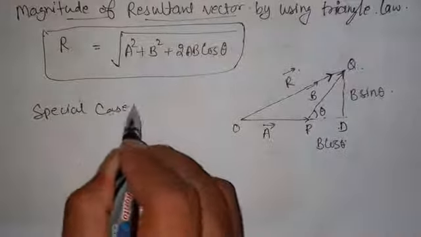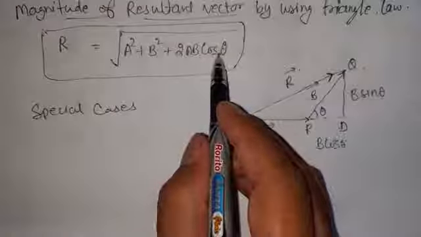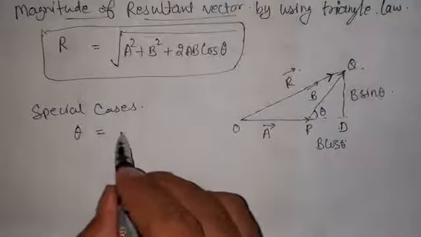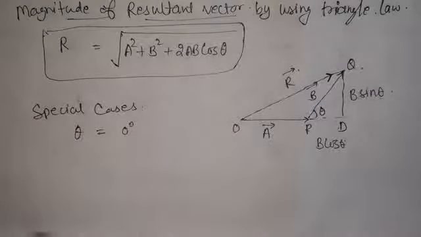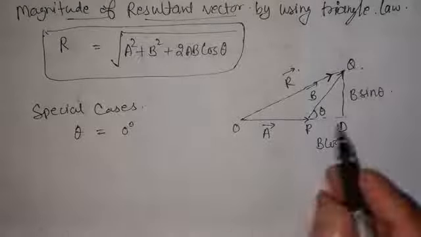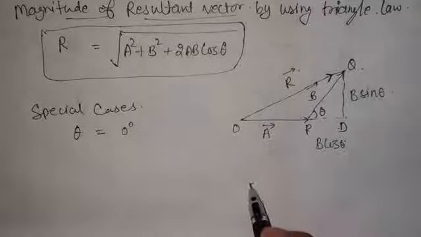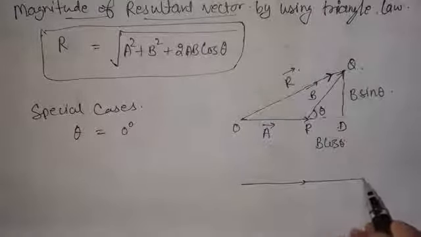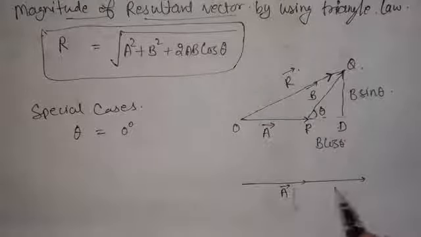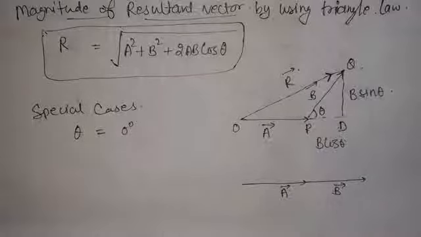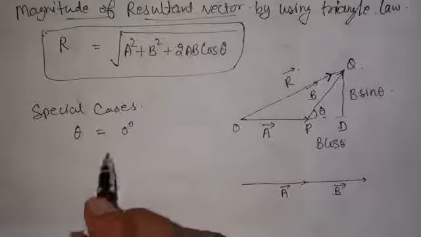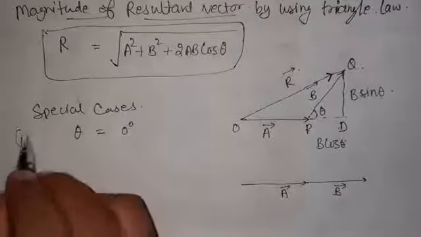Special cases. Okay, special case is what? If the angle between these two vector is going to be 0 degree, so what will be the resultant vector? So 0 degree means that A vector and this is going to be B vector in the same direction. Okay, this is the meaning of having the angle 0 degree. Okay, so this is the first case.